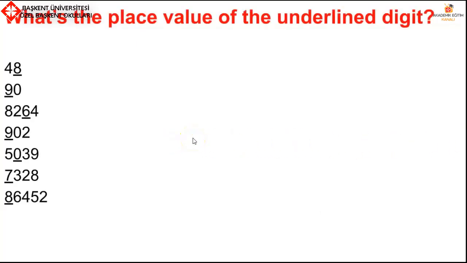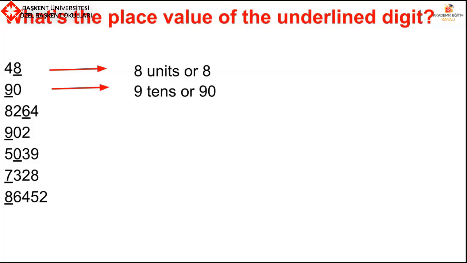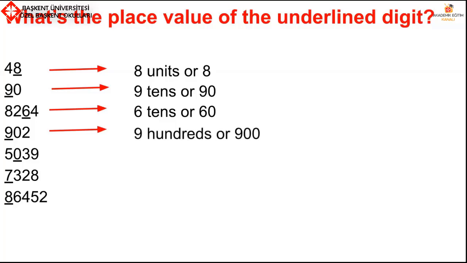So, here's a few exercises for you. What's the place value of the underlined digit? Well, we've got the number 48. What does that 8 actually mean? 8 units or 8. Next, 90. That's right, 9 tens or 90. 8,264. What does the 6 mean? 6 tens or 60. 902. 9 hundreds or 900.